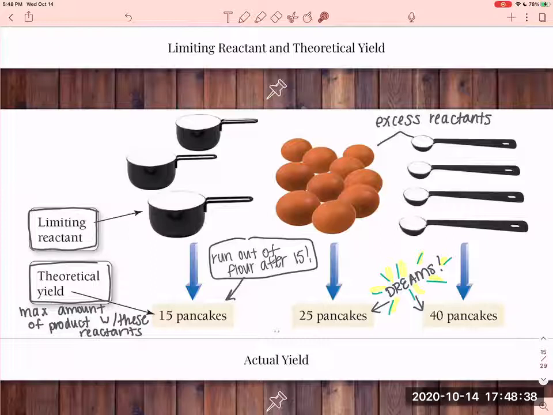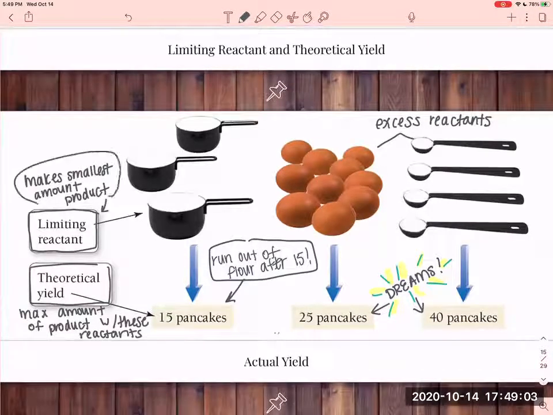So some new terms I'm going to summarize for you in a moment. Limiting reactant, it limits the amount of product you can make. It makes the smallest amount of product, which just so happens to be the theoretical yield, which is the maximum amount you can make given these reactants. So the smallest option is the maximum option you can make. And I'm going to talk about maximum here to compare maximum with what we actually make.